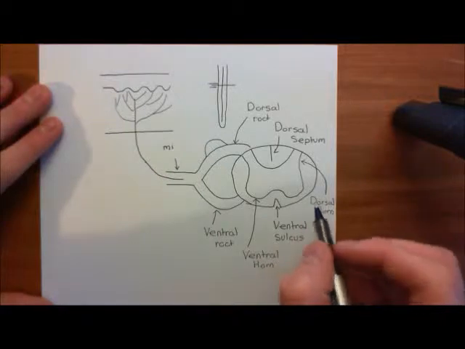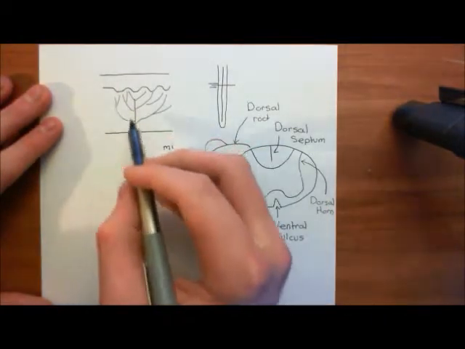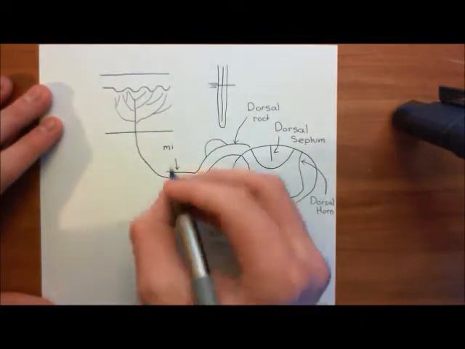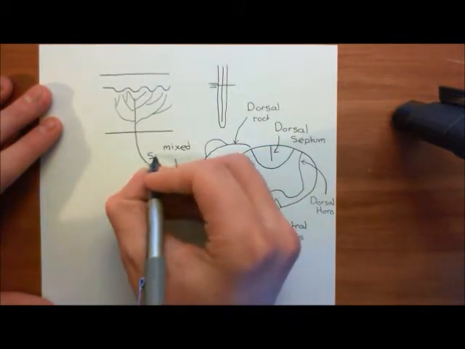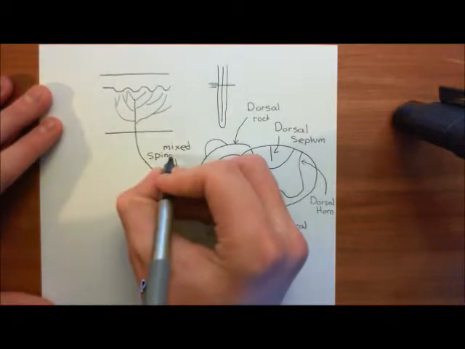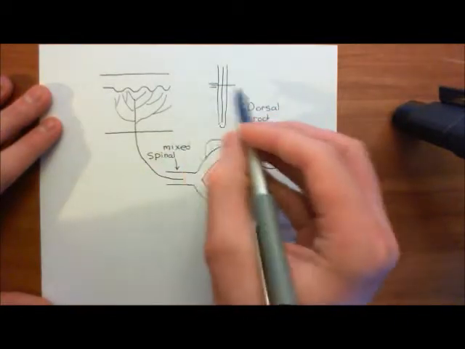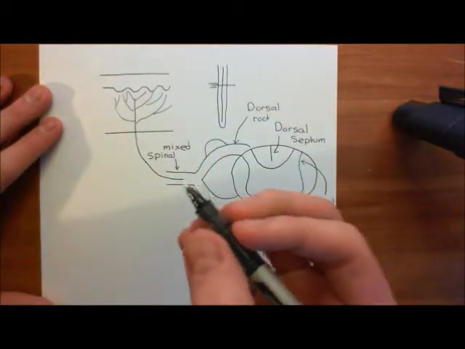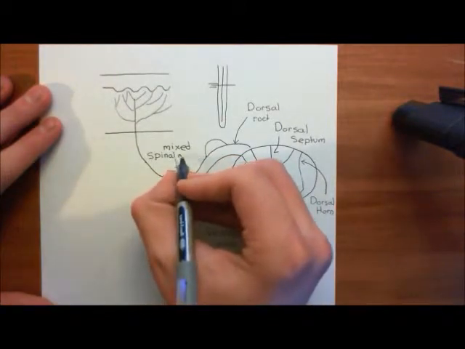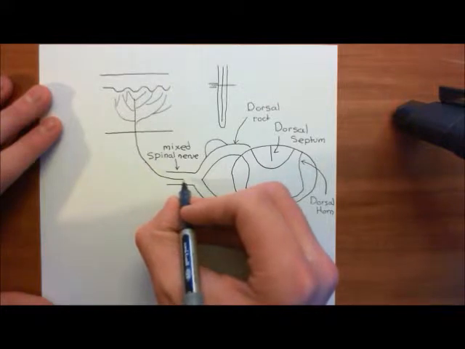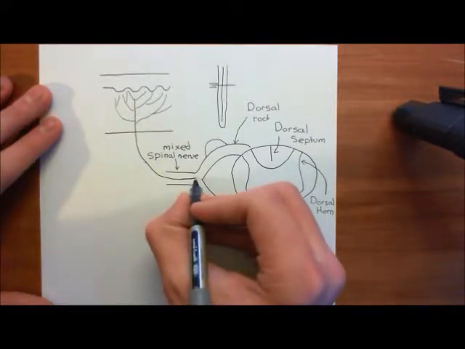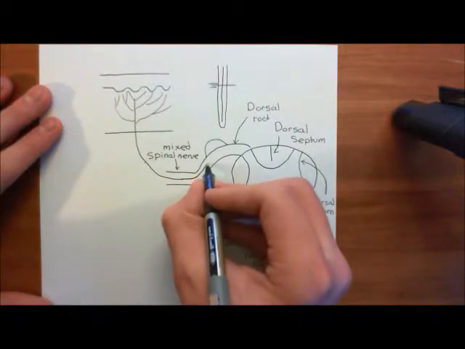Basically, the nociceptors are coming in through this mixed spinal nerve, and we agreed that we could call this the L1 mixed spinal nerve, which just means it's at vertebral level L1. What's going to happen is the nociceptor is going to come in through the mixed spinal nerve, and they always go posteriorly in the dorsal root.